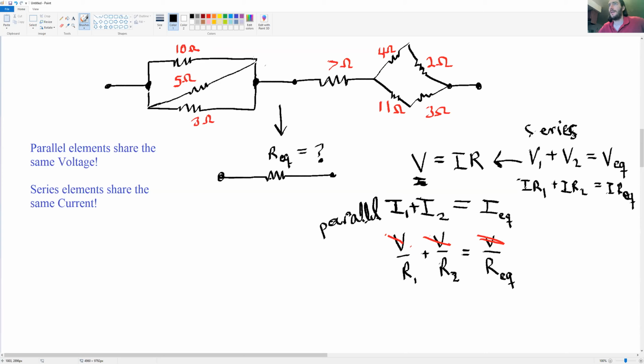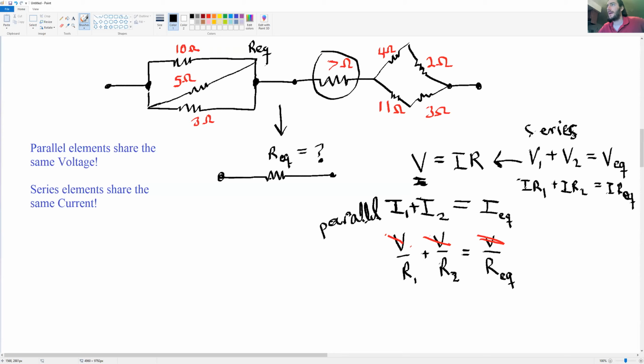Of course, whatever I get for my REQ for this little parallel combo right here is going to be in series with this 7 ohm resistor right here. So whatever I calculate for the 3 in parallel, I would just add 7 to that.